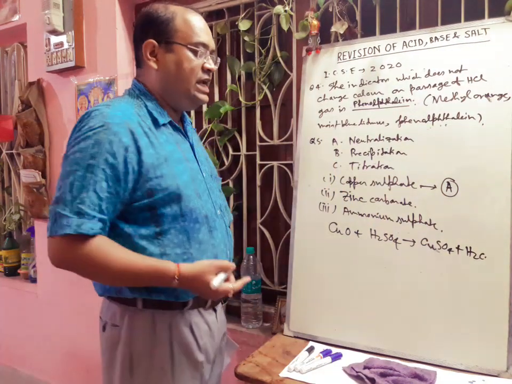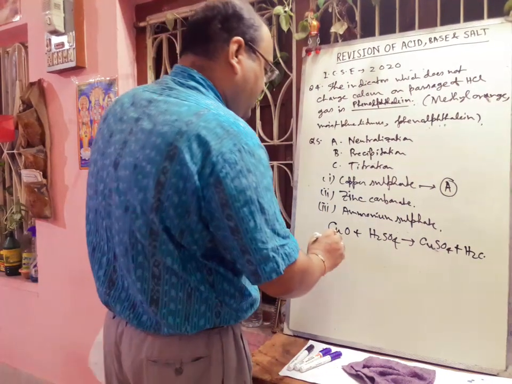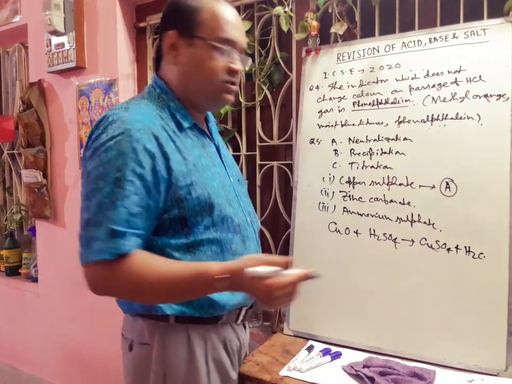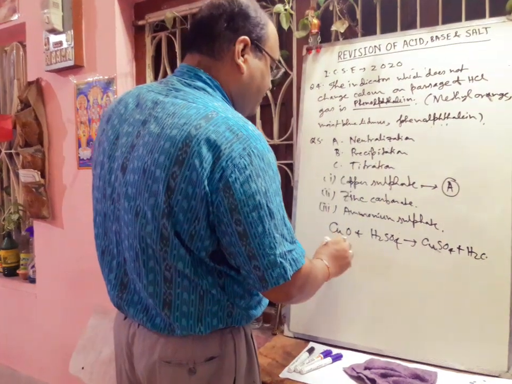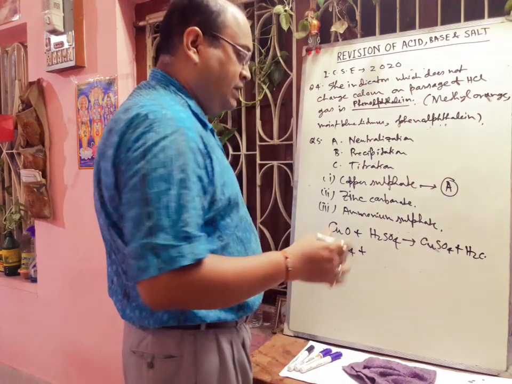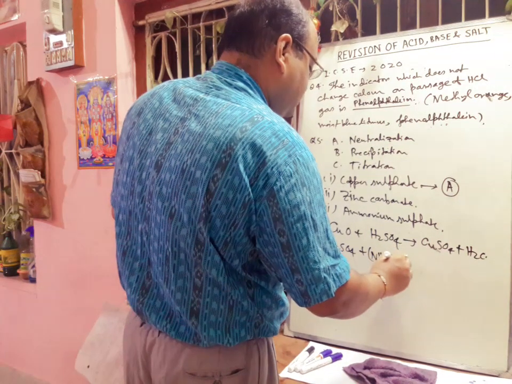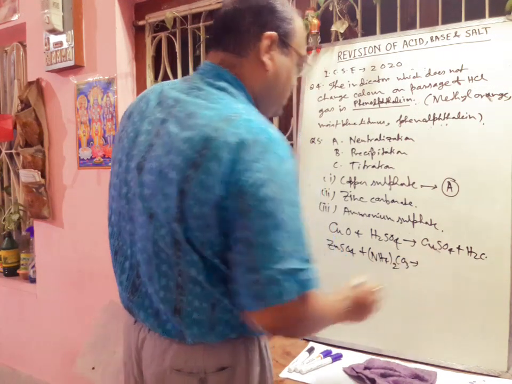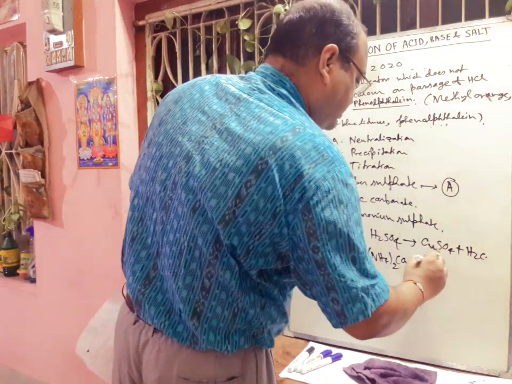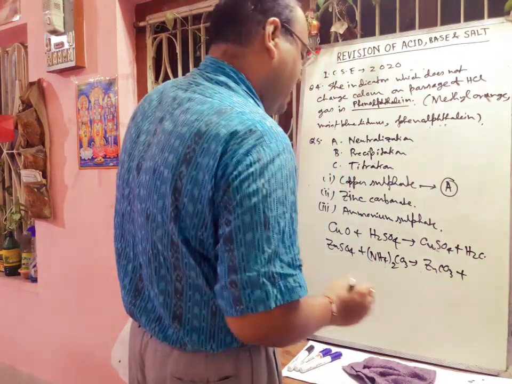In the case of zinc carbonate, we can prepare it from any water-soluble zinc salt. We can take zinc sulfate, and if we add ammonium carbonate here, that will produce zinc carbonate plus ammonium sulfate.